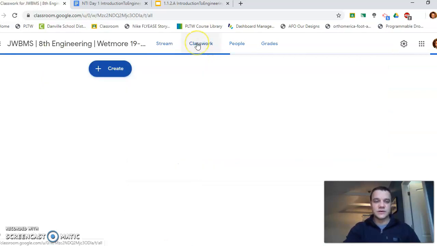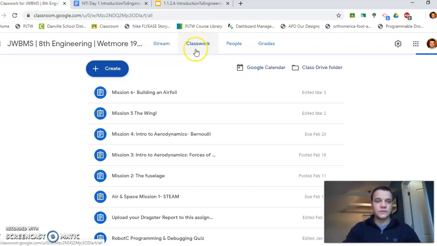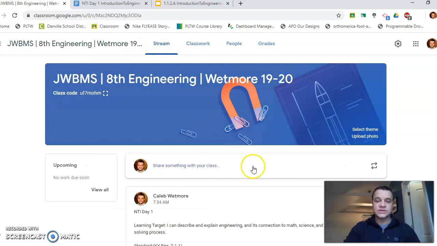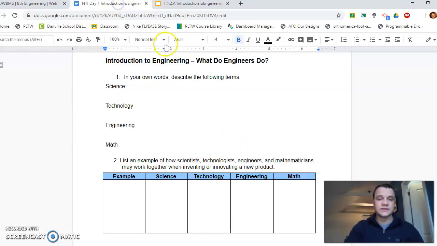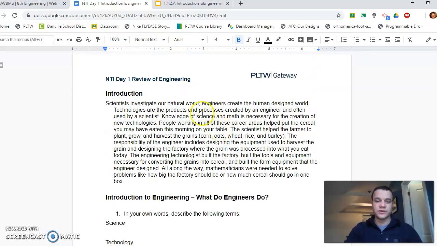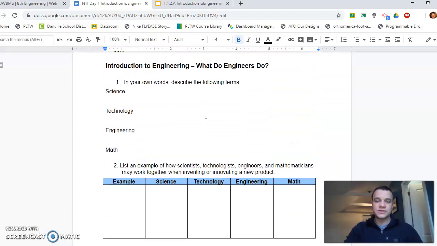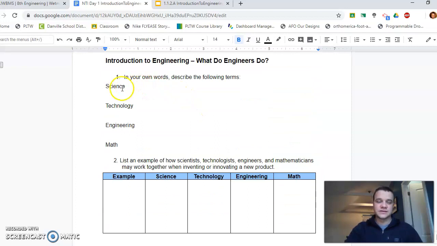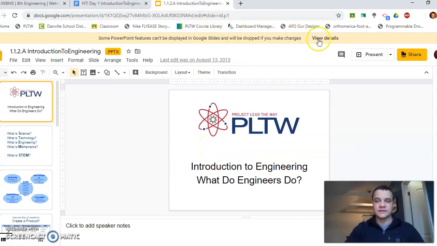If we go to classwork, what you should see is your assignment, and it's going to look like this: NTI Day 1, Intro to Engineering. I'll double check to make sure that's up for everybody's page. Introduction, what engineers do. Describe these terms, and then fill out this box. Now, I'm going to go away from this page because we're going to talk about a resource to help you with that.